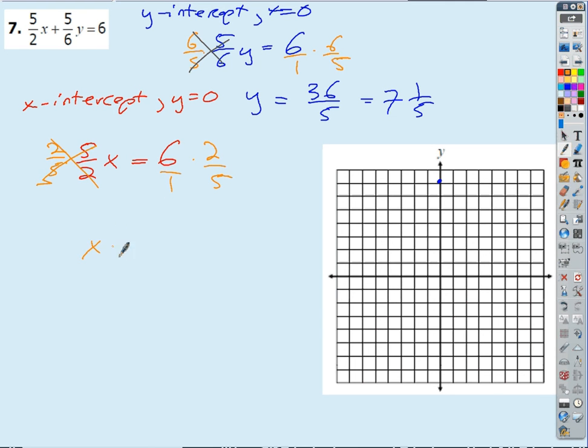I get x equals, if I multiply straight across, 12 over 5 as a mixed number. And I hate writing mixed numbers up here, because I'm always telling you never write them. You would never want to give an answer as a mixed number. But for the purposes of graphing, do you see why it's useful here? Right? So 5 goes into 12 how many times? 2. How many left over? 2. So 2 and 2/5. Good. There's our 2 and 2/5, right about there. Okay, and then here's our line there. Something like that. And we're good.